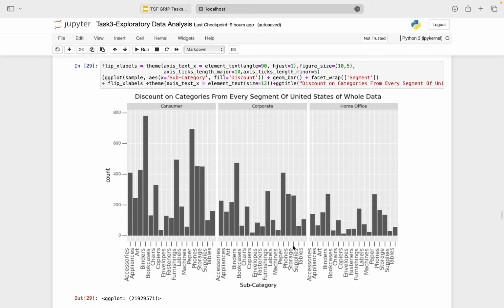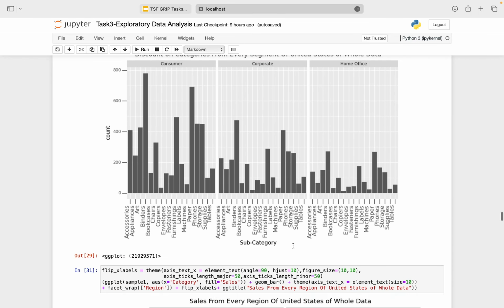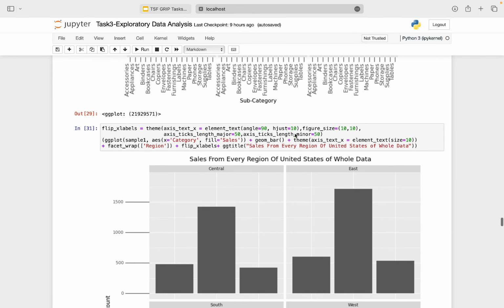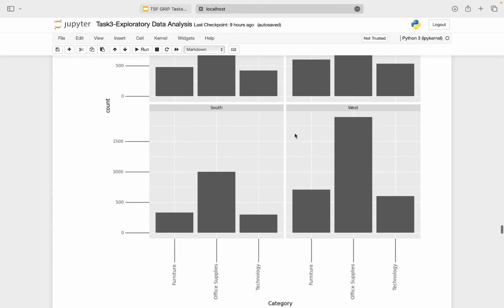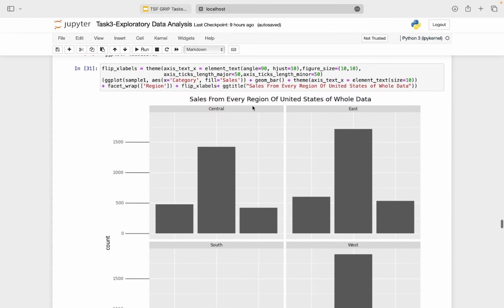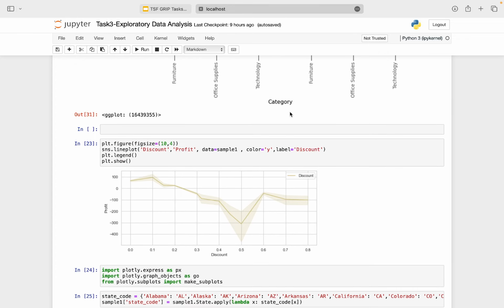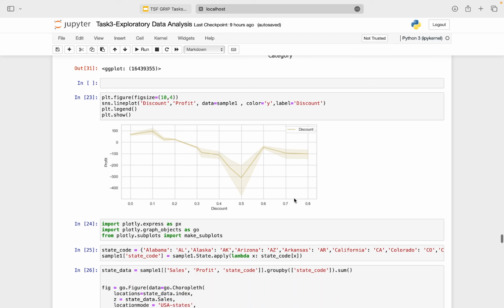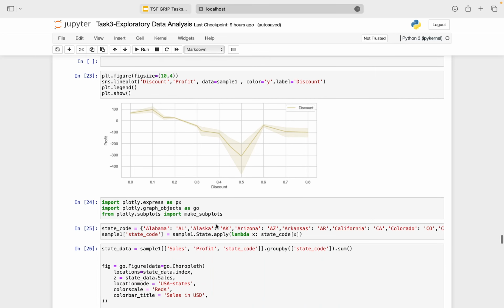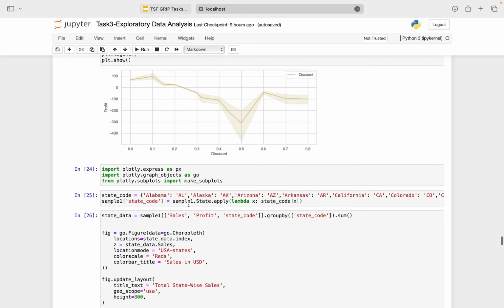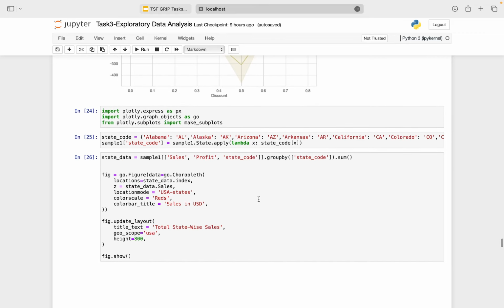Again, plotting subcategories versus count for the discount, we see this plot. We then plot the category versus the count for the sales for every region of the United States for the whole data. Then we draw a line plot which shows the discount. Again, importing the necessary libraries to make subplots, we choose certain states, that is Alabama, Alaska, Arizona, Arkansas, California, Colorado, etc. and we try to plot it.